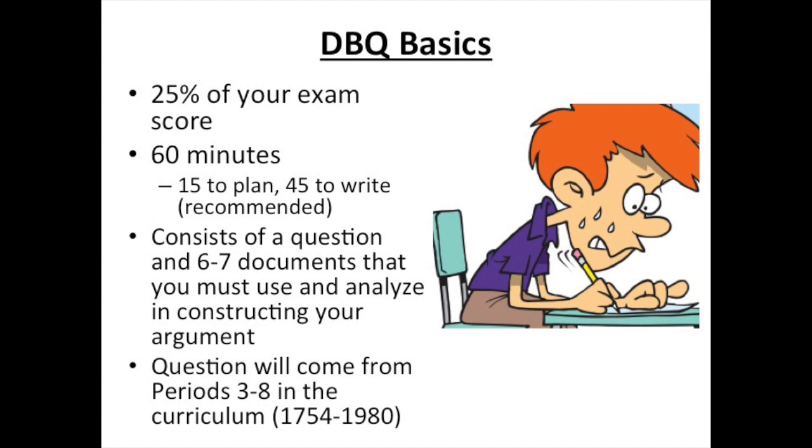You also don't have to spend all 15 minutes planning. You can plan for 10 and then start writing if you want, but again, their recommendation is to spend 15 minutes planning. For those of you who've never done a history course before at the AP level, the DBQ consists of a question pertaining to something in history, and then 6 or 7 documents that go along with the question that you have to use and analyze to construct your argument.